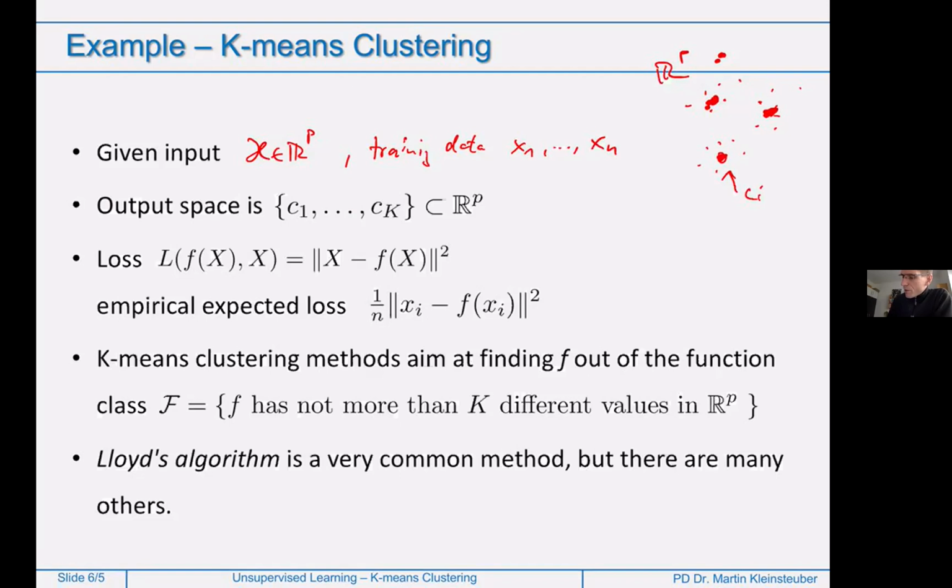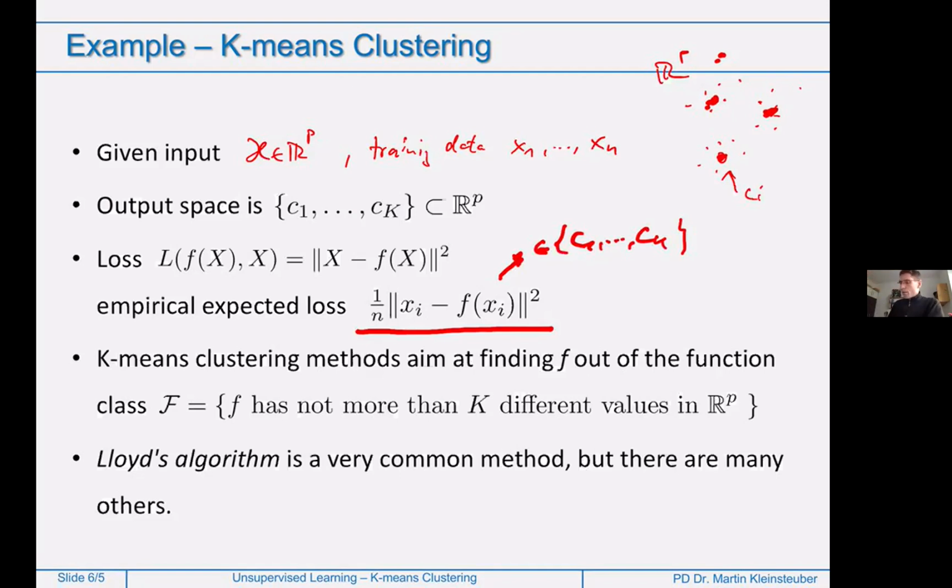And for our empirical expected loss version, this is the thing that you want to minimize: the empirically expected loss, 1 over n times the sum of the losses between xi and f of xi, and this f of xi is, as we said, an element of C1 to CK.